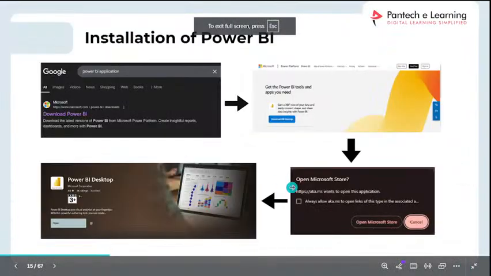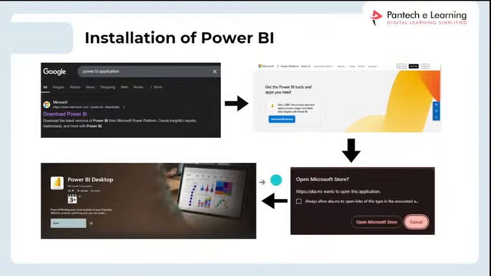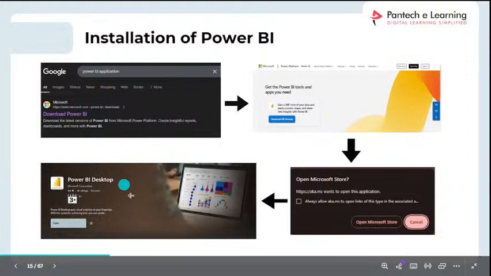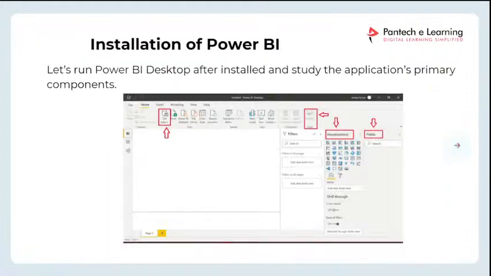So the next one is the installation of Power BI. I already told this: you go to the Power BI application, enter the official website, go to the Microsoft Store, and download the Power BI desktop application. Next, once you install Power BI, open that particular application.